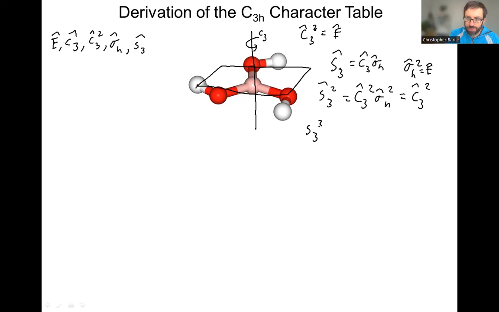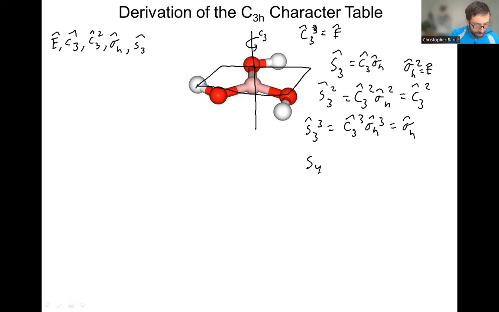What about an S3 3 times? Well, that's going to be equal to a C3 3 times, followed by sigma h 3 times. C3 3 times, we already know from up here, was equal to identity, 360 degrees. And so that term drops out. And a sigma h 3 times goes from top to bottom, one time bottom to top, top to bottom. It's the same thing as doing just one sigma h. So an S3 3 times is not a unique operation, it's a sigma h.